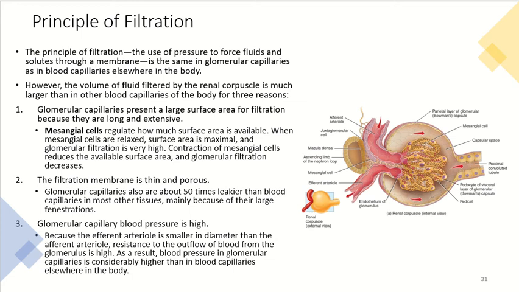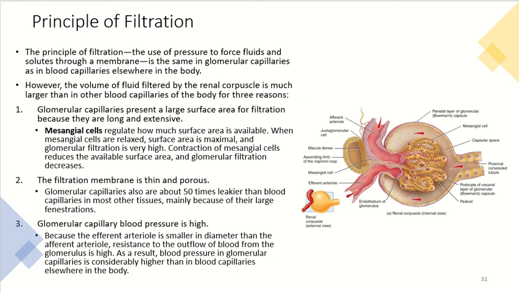The second reason that we have such a high volume of filtered fluid in these renal corpuscles is because the filtration membrane is quite thin and porous. Our glomerular capillaries are also about 50 times leakier than blood capillaries in most other tissues, and this is mainly because of those large fenestrations that we've mentioned.